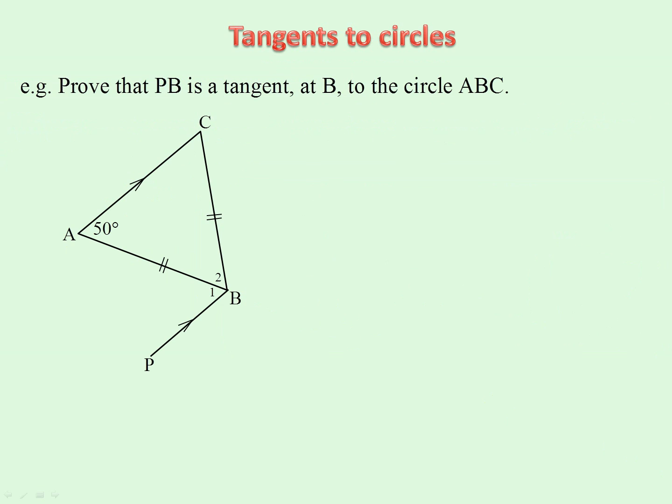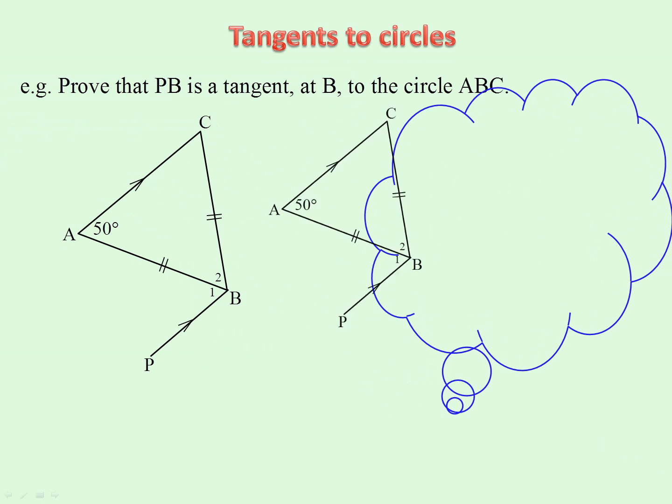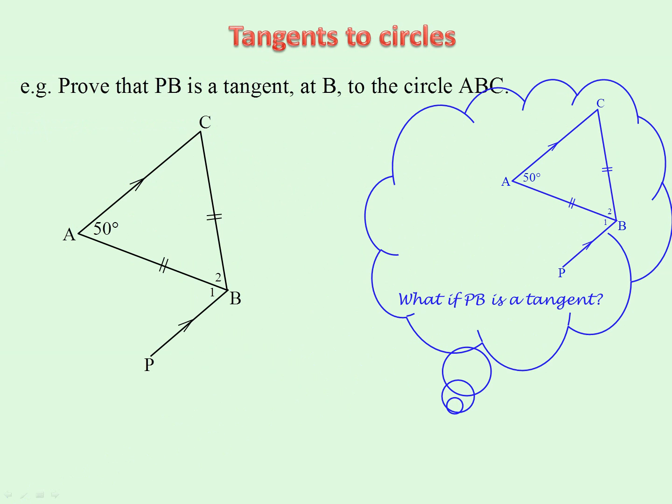Let's have a look at an example. Prove that PB is a tangent at B to that circle ABC. Well, let's have a thought process. What if PB is a tangent to that circle? There we are. That angle would have to be equal to that angle. Relating it back to the figure, that angle would have to be equal to that angle.